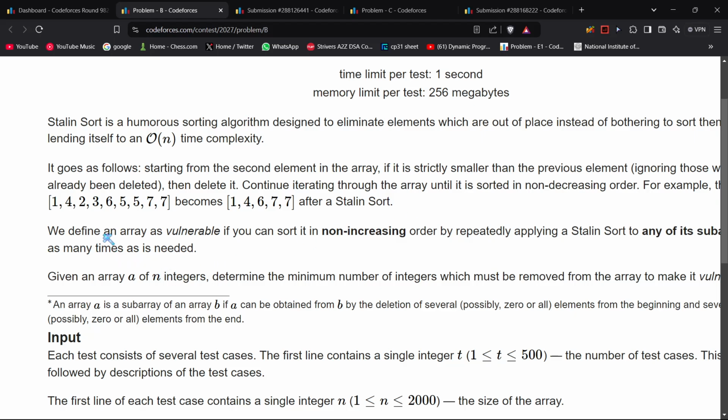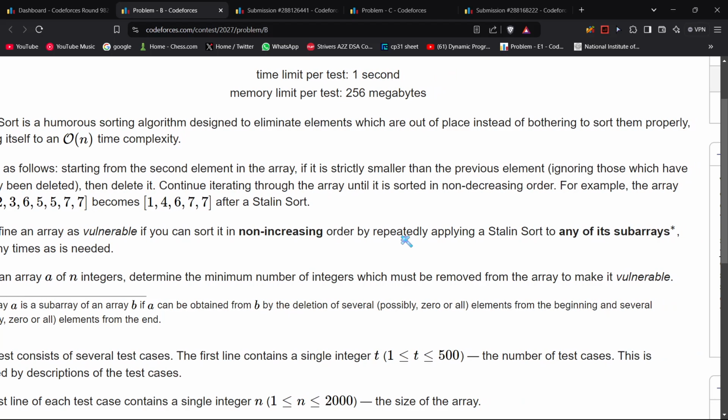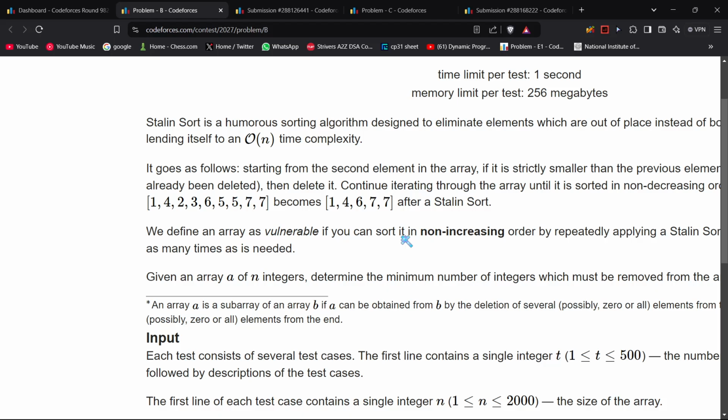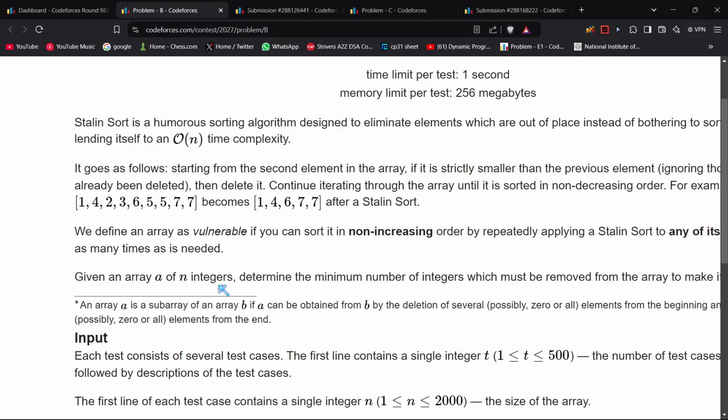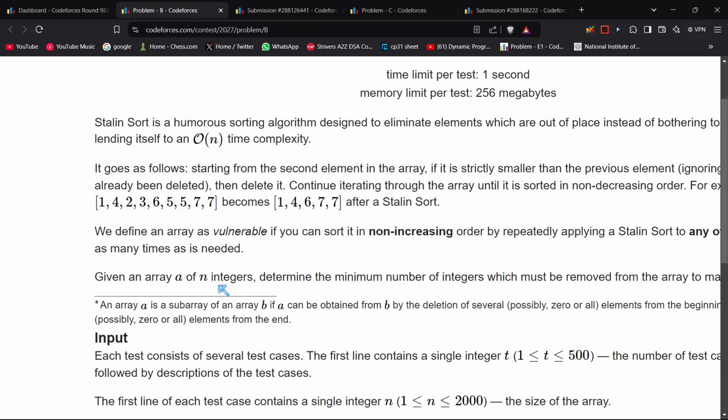Now we define something. We define an array as vulnerable if you can sort it in non-increasing, that is decreasing, order by repeatedly applying Stalin sort to any of its subarrays as many times as is needed. So given an array A of n integers, determine the minimum number of integers which must be removed from the array to make it vulnerable. So the array is vulnerable if, after applying Stalin sort to its subarrays, we can make it decreasing.